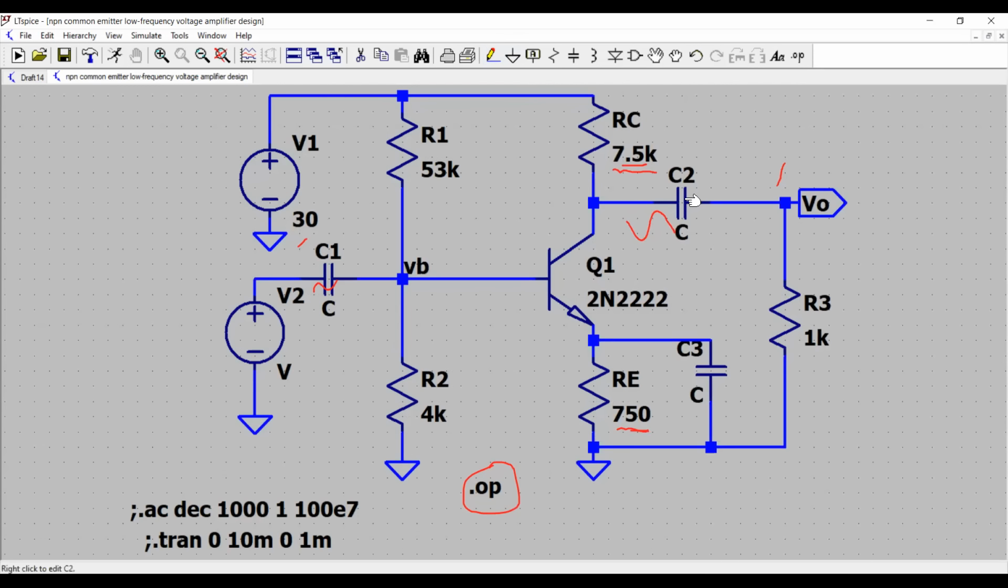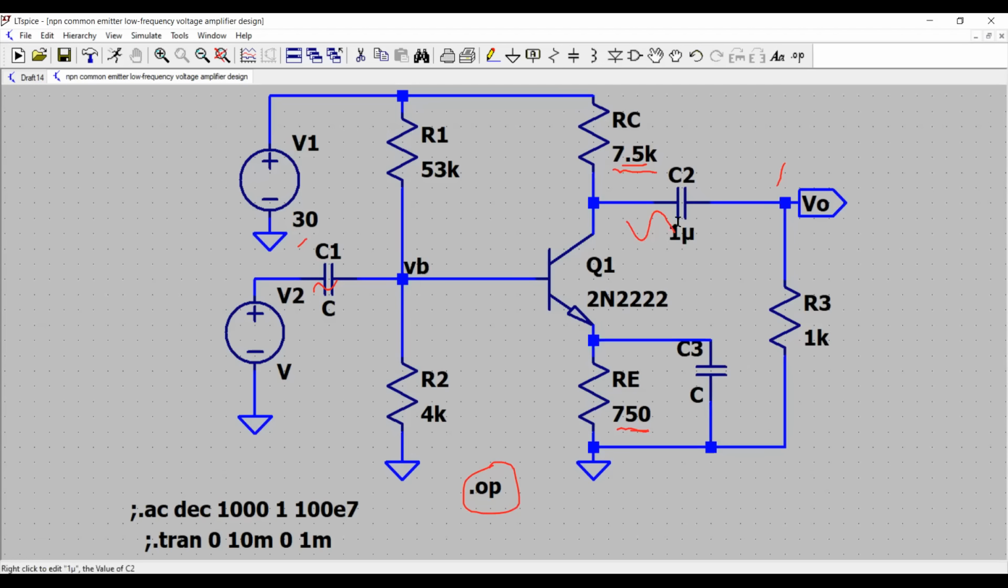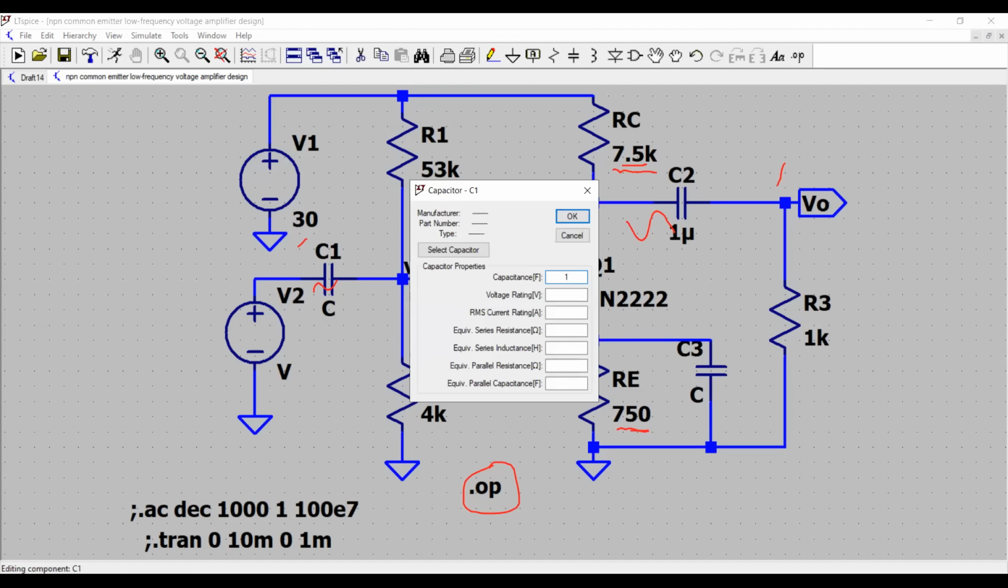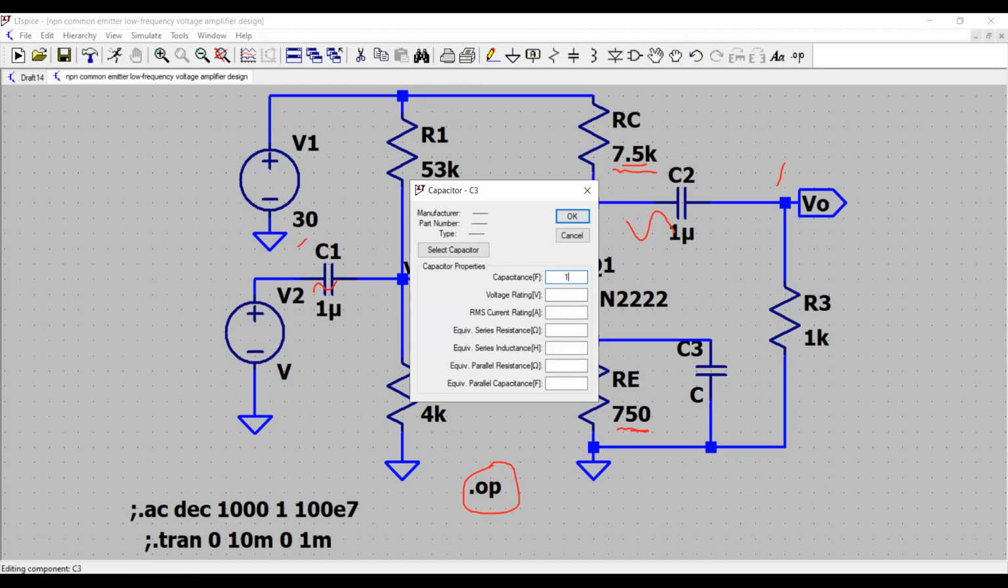Now the value of the capacitance, let us set to be 1 microfarad. We just want to make sure that these capacitances are high enough so that at the signal frequency of 10 kilohertz, which is our input signal, they act as a short and let the signal pass through. Their impedances or reactances should act as a short at the desired operating frequency. And this was about the reactance.